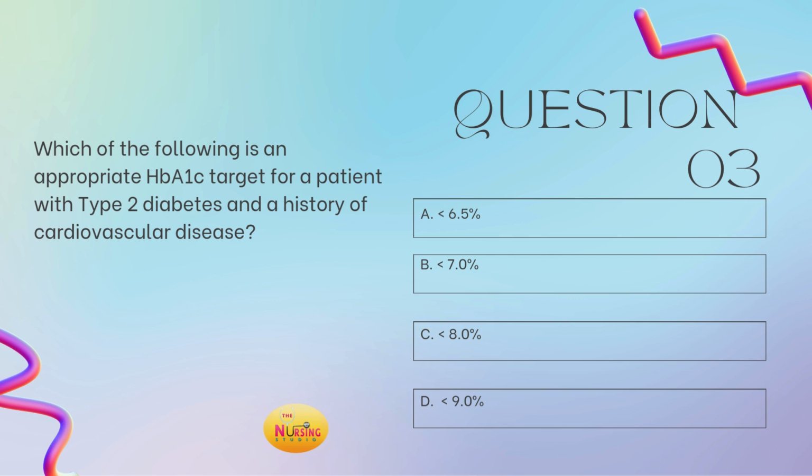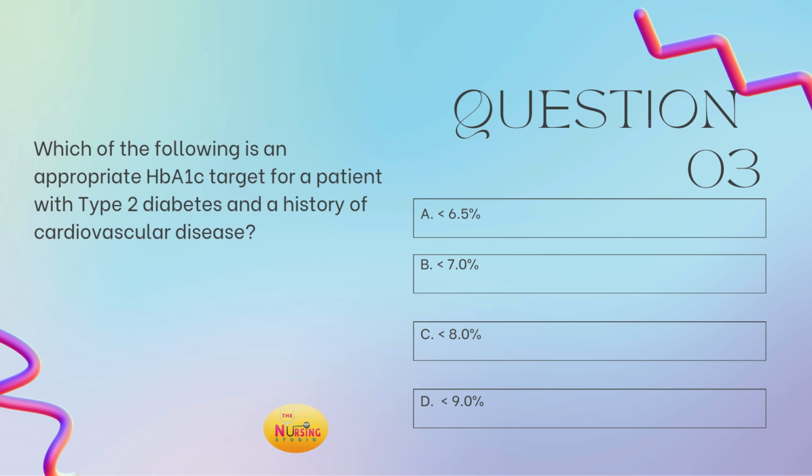And then lastly, question number three, lastly, Lord, I'm all mixed up. This one says, which of the following is an appropriate A1C target for a patient with type 2 diabetes and a history of cardiovascular disease? Is it A, less than 6.5%, B, less than 7%, C, less than 8%, or D, less than 9%? And I know I said C in the beginning, but don't think that's something that's telling you the answer. I do these questions so much that all this stuff is running together.